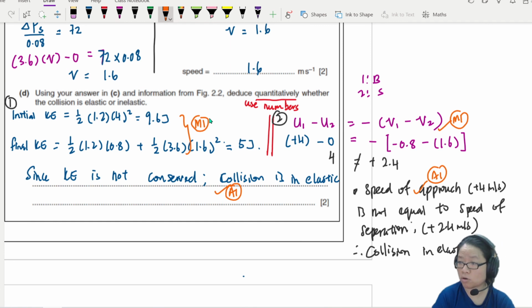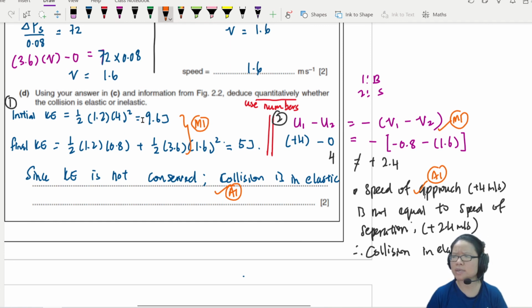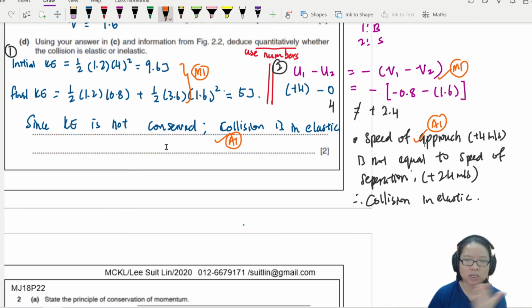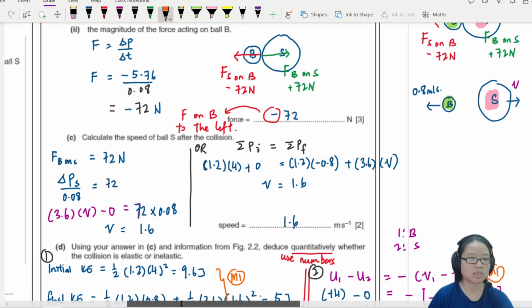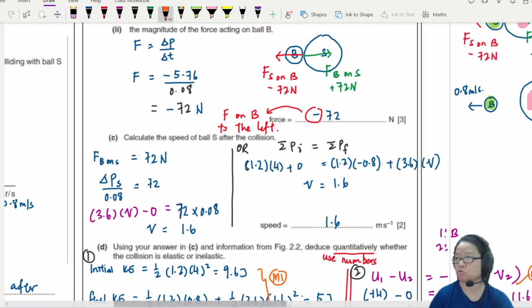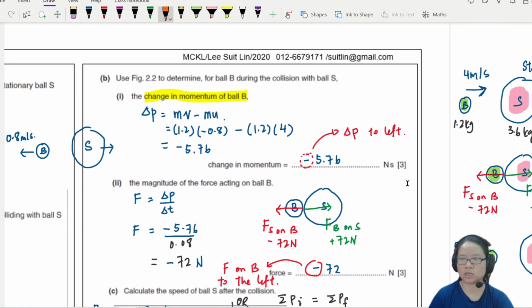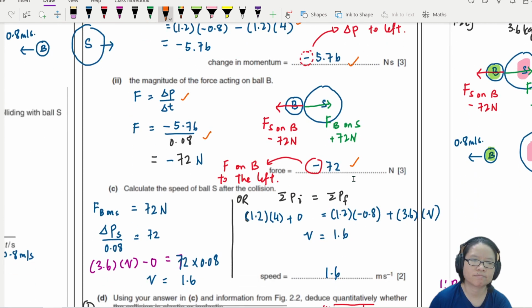Conclusion must be written properly. Don't just say hence inelastic. What do you mean by inelastic? You must explain what happened: KE not conserved, or the speed of approach not equal to the speed of separation. All right. The remaining calculation mark scheme is pretty straightforward. You just need to show your equation, your calculation. Each tick is 1 mark. Show the equation, show the substitution, show the final answer. Show the equation, final answer. Substitution, final answer. All right.